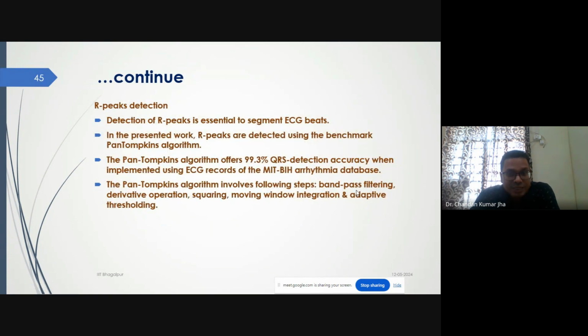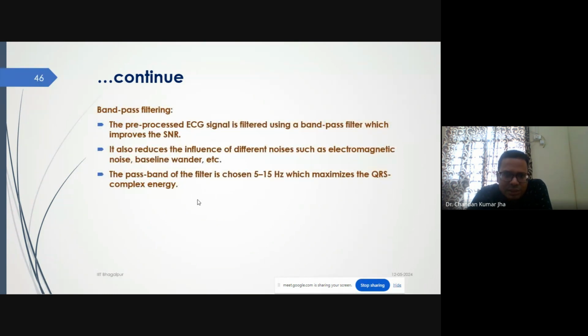The R-peaks are detected using the standard Pan-Tompkins algorithm, and we have used it in this technique because it offers 99.3% accuracy to detect the R-peaks. The Pan-Tompkins algorithm involves the following steps: bandpass filtering, derivative operation, squaring, moving window integration, and adaptive thresholding. The different plots have also been included, and all the steps have their separate significance.